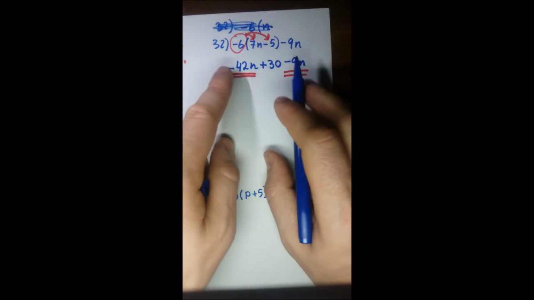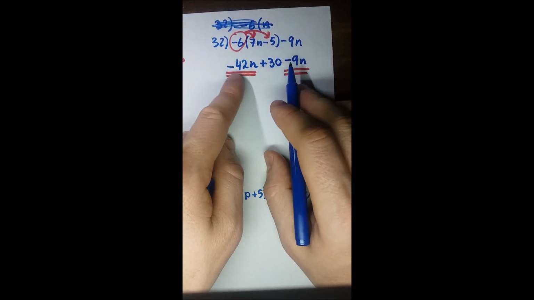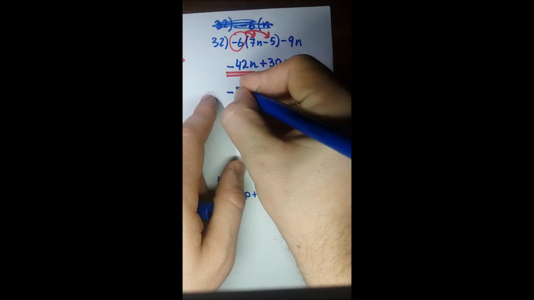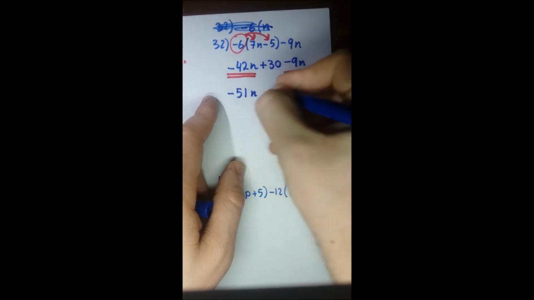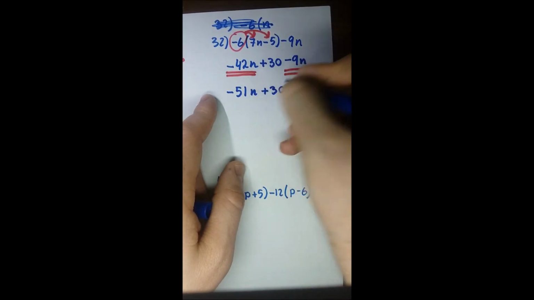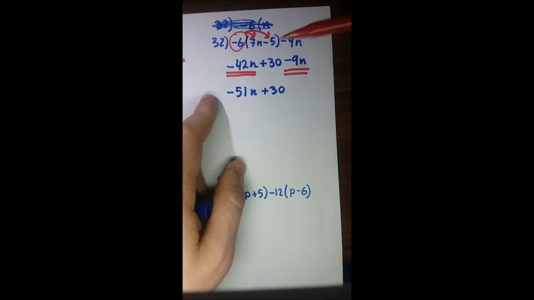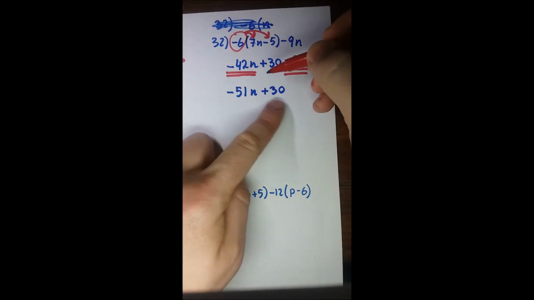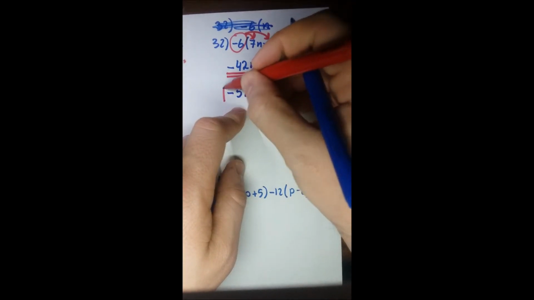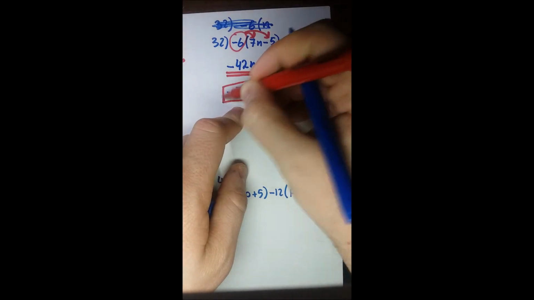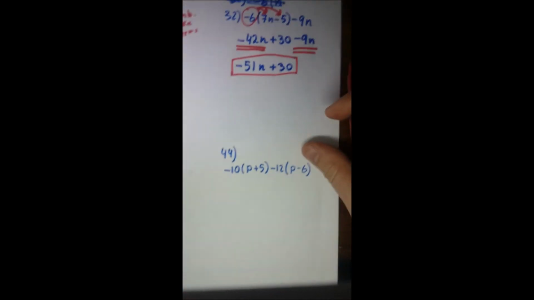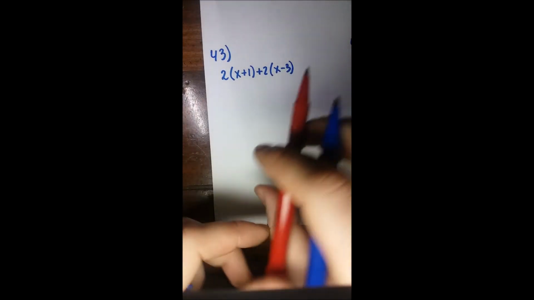Both numbers are negative, so same sign, add and keep. So it's going to be -51n plus 30, and that's it. Nothing much you can do. You cannot combine this. Please don't write down -80n, 81n, and whatnot. Don't do that. Okay, this is done. We're almost done with this.